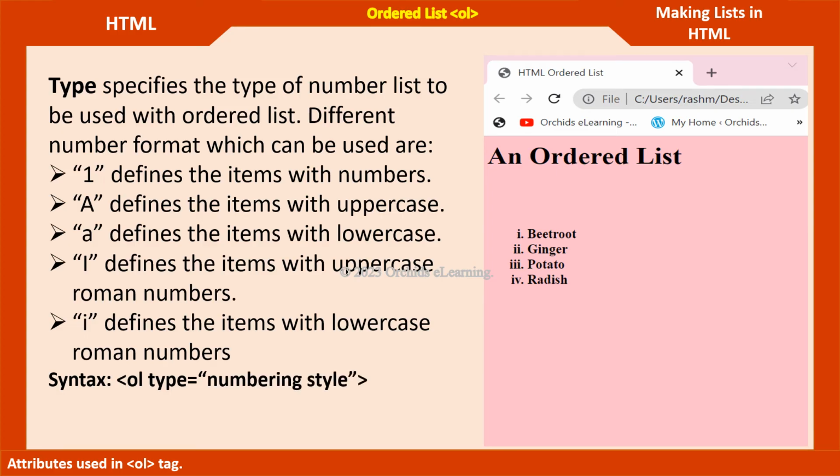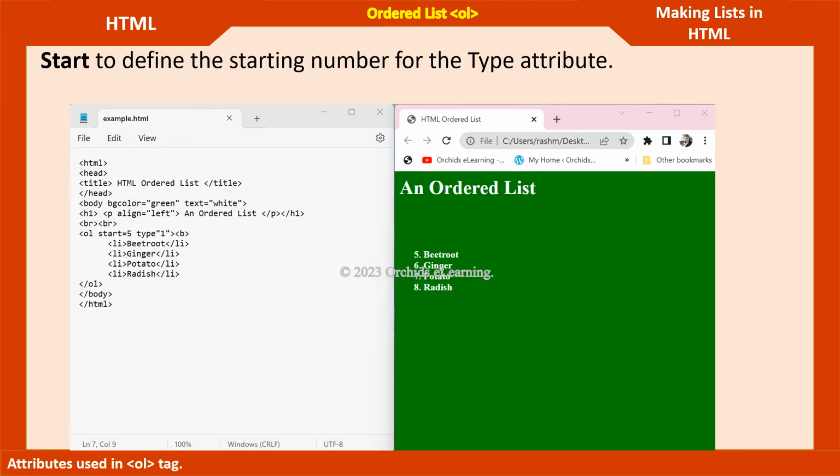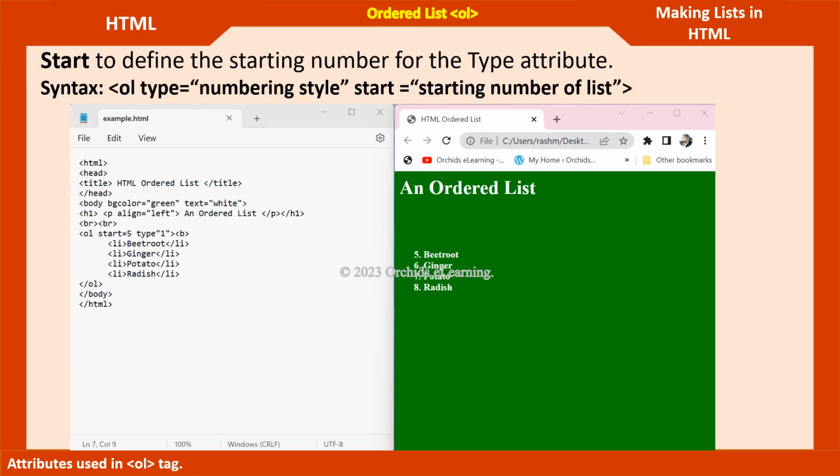Syntax: OL type equals numbering style. Start defines the starting number for the type attribute. Syntax: OL type equals numbering style, start equals starting number of list.